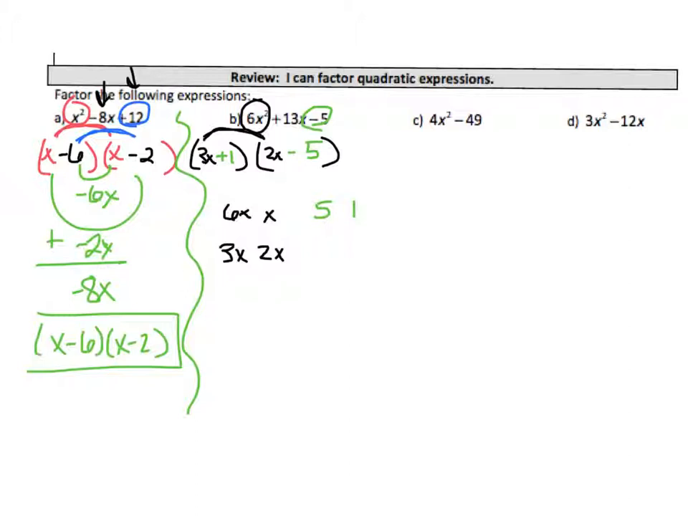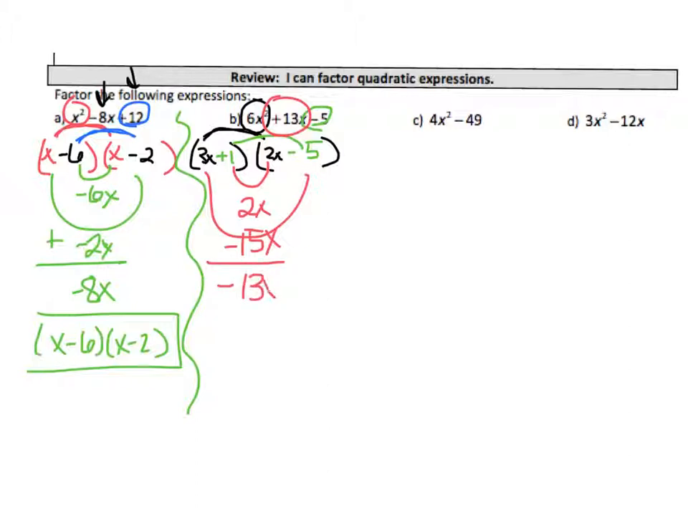Okay, so here's where it's important to check the middles. I know the first and the last are going to multiply to get to 6x squared and negative 5, but I now want to make sure that the middle terms are going to add up to be a positive 13x. So let's see that. So I've got a positive 2x, and then I've got a negative 15x. And if I add those together, I'm going to get a negative 13x. So I'm close. I have a negative 13x, but I need a positive.